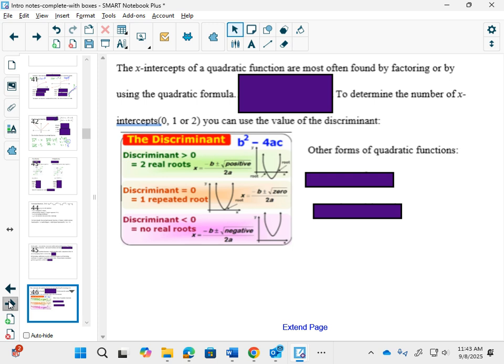The x-intercepts you could find by factoring, or the quadratic formula. If you want to use the quadratic formula in AP Calculus, you have to have it memorized. So one of the things that we're developing here is reviewing some of the stuff. Like, do you remember that formula?